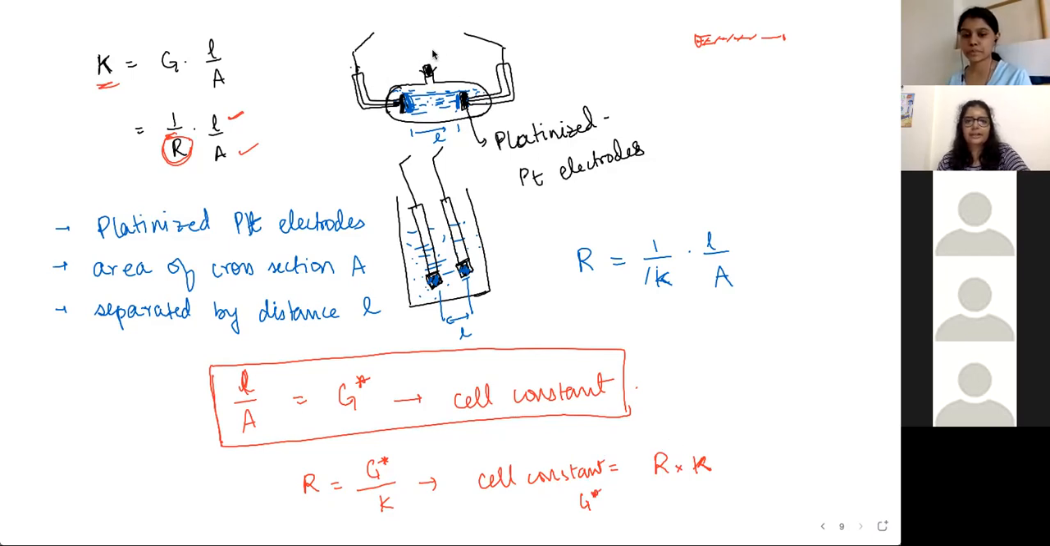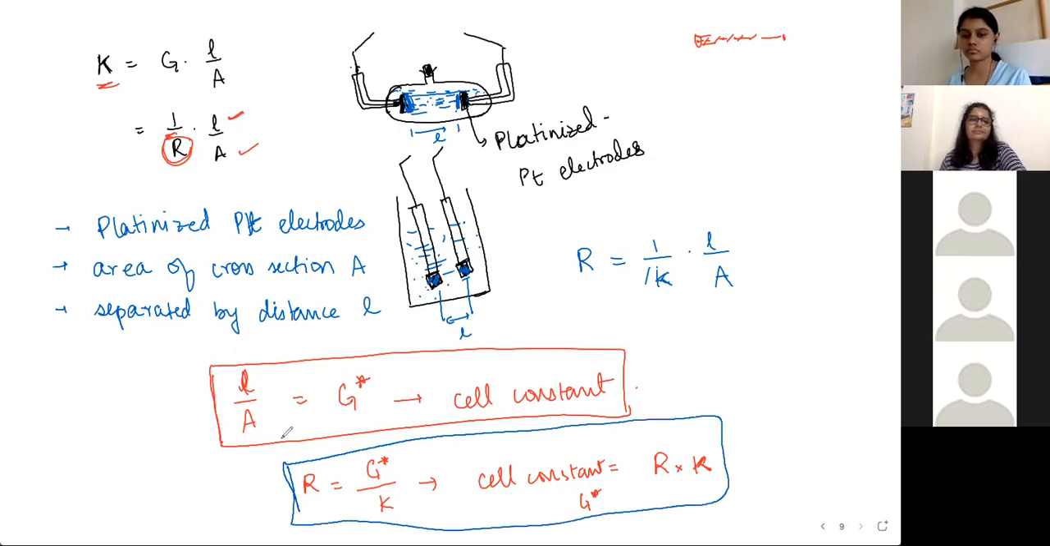In these kinds of cases, you can completely do away with L and A. So if you know the resistance and the conductivity, you can calculate the cell constant. What else do we have about cell constant? Then we have its relation with the concentration.